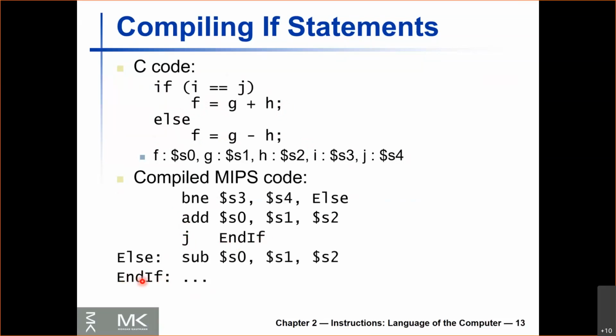Okay, and then finally we do the code for the else statement. For the else statement, we have f equals g minus h, so that's going to be sub s0, s1, s2. And then after I'm done with f equals g minus h, I'm just going to execute the code that comes after the else statement. So here, after sub, I can just go to the end if label. So this is how we can generate code for an if statement using branch and jump instructions.